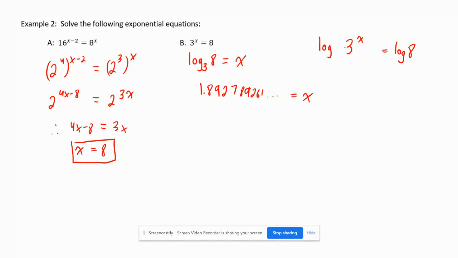Now what we have is log of 3 to the x. If we use our power law, we can bring the x down in front and make it x log 3 equals log 8. Now divide both sides by log 3. Like this. And the same thing, if I just go log 8 divided by log 3, I'm getting the exact same thing that I had before, the exact same answer.